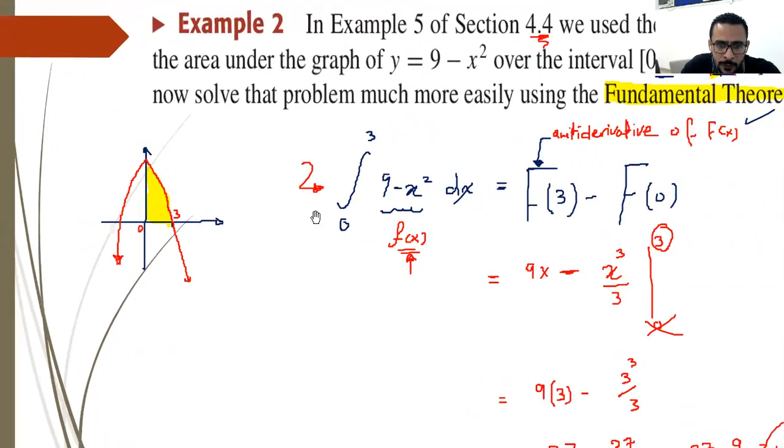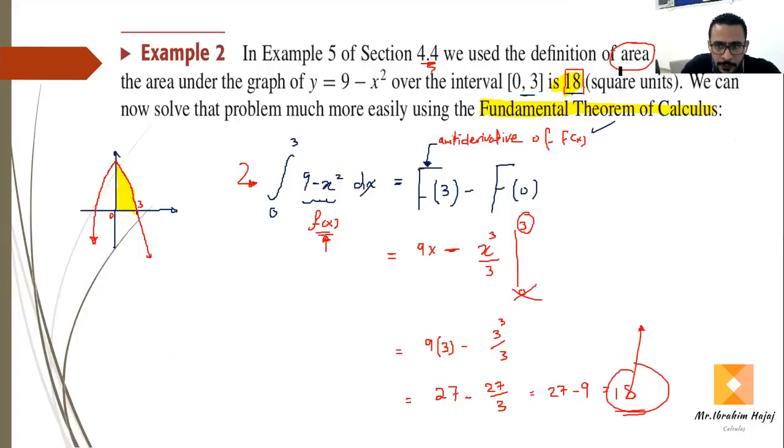It says in section 4.4 we used the definition of area to find the area under the curve of y equals 9 minus x squared. Okay, so who can solve this problem with me by using the definition of area and finding the area of this function 9 minus x squared?